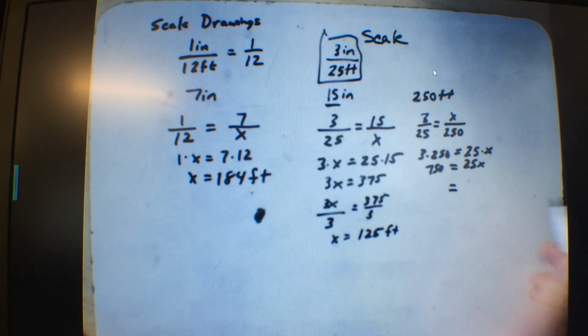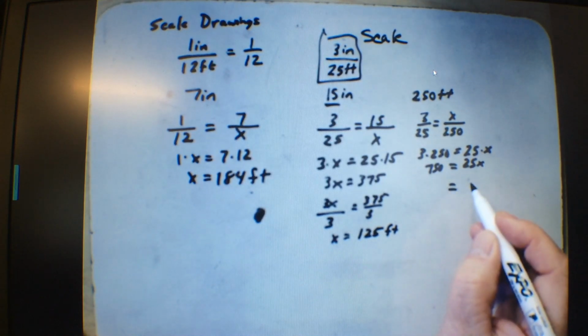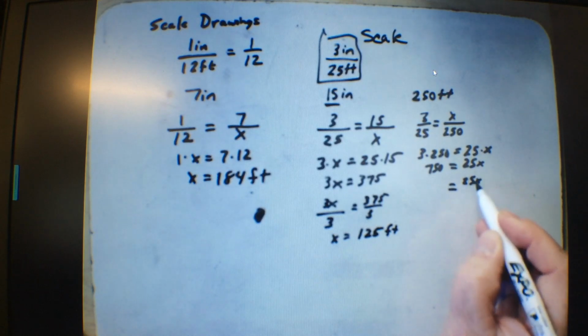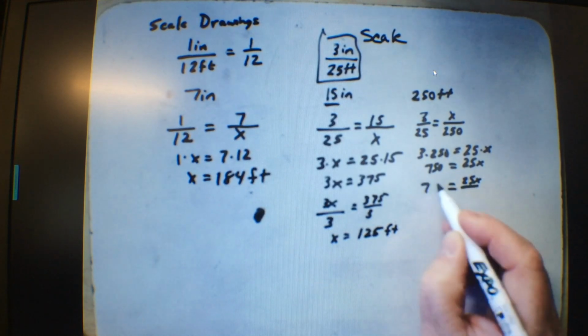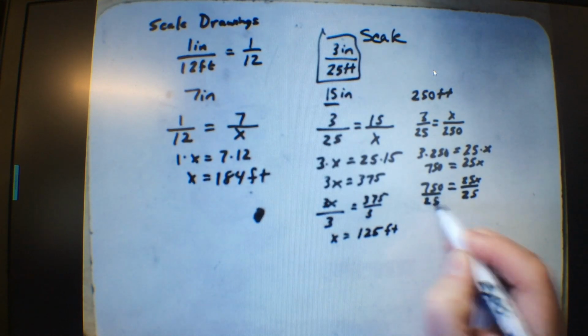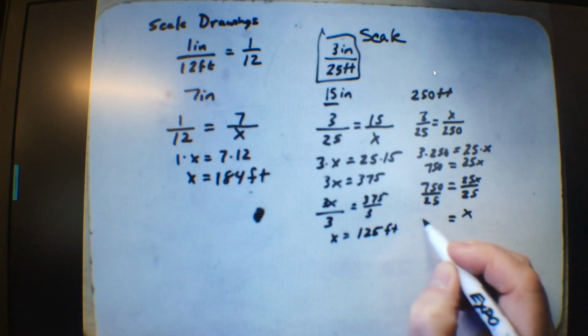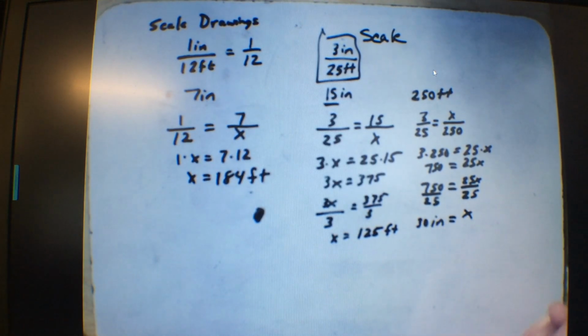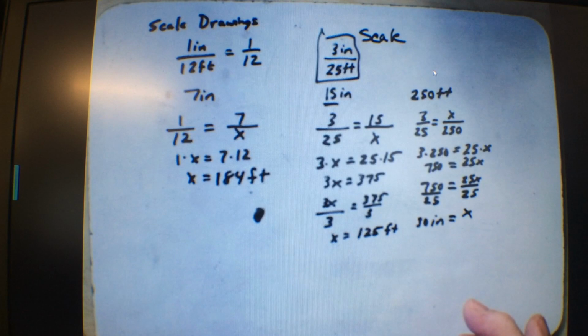750? Alright, how do I solve for x? You write 750 equals 25 times x. Alright? And I divide by what? 25. 25. Thank you, Chloe. And I get x equals what? 30. 30 what? 30 inches. Inches. Alright? Do you understand that, Thad?